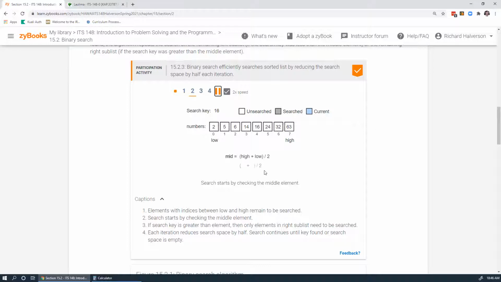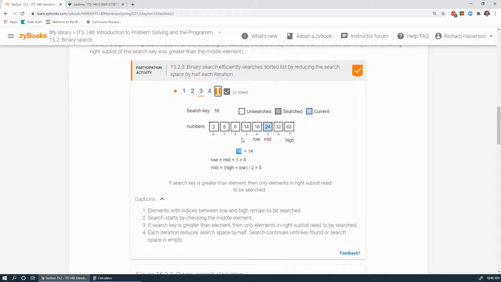So the first thing we do is we figure out high plus low divided by 2. High plus low is 7 plus 0, which is 7, divided by 2 is 3.5, but it's integer divide because we're looking at indexes. So it's 3. So that's the middle point. Then we look at the middle point and we see, is that 16? No, it's not 16. So then what happens? We know it's in the upper half.